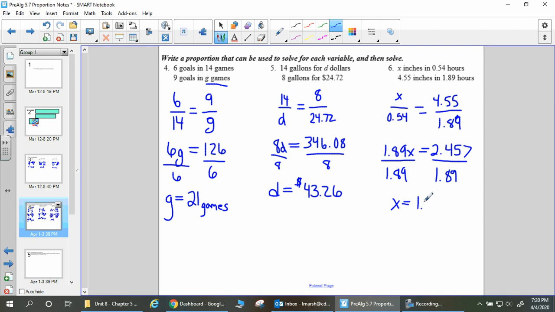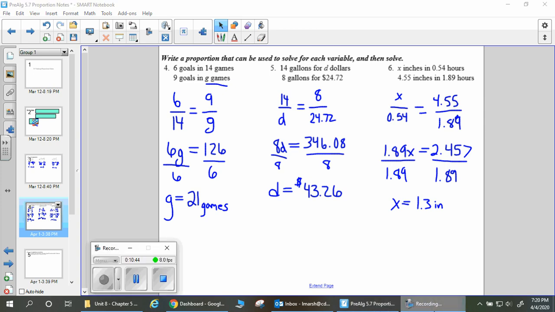And then if I look back up at the top, this was 1.3 what? Inches. So there we go. You can either be given the whole proportion, or they can have it sort of set up, at least very straightforward, but you actually have to make the two fractions.